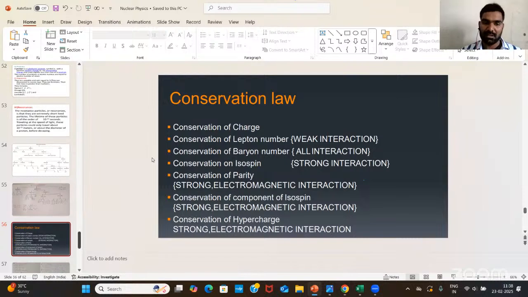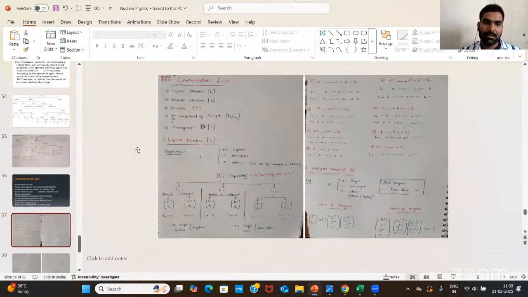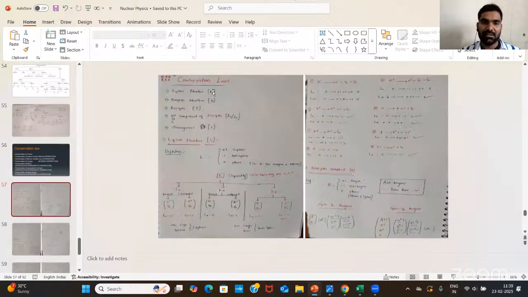Let us see how we will apply these conservation laws to the elementary particles, and how we will find the charge of the leptons or baryons, or the lepton number, baryon number, isospin or parity of any elementary particle. Let's see. So the conservation laws here are of lepton number, baryon number, isospin, third component of isospin, and strangeness. These are the five conservation laws here.